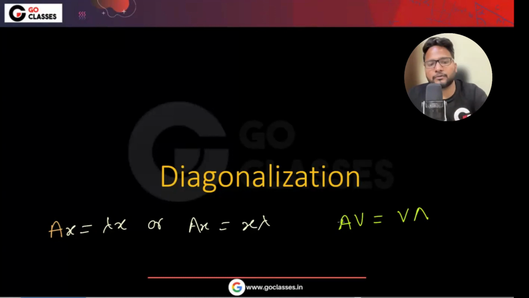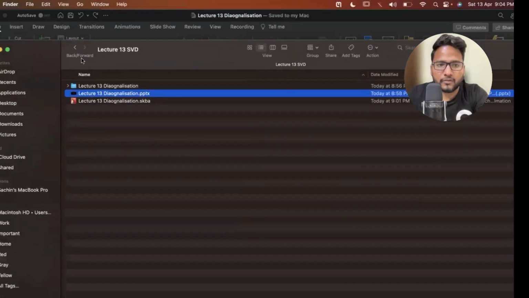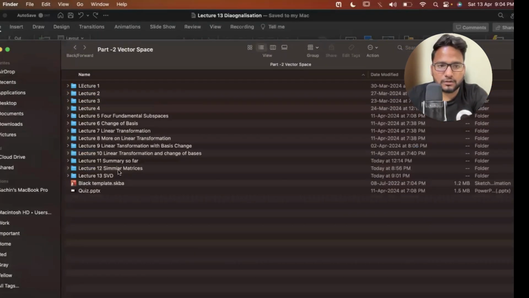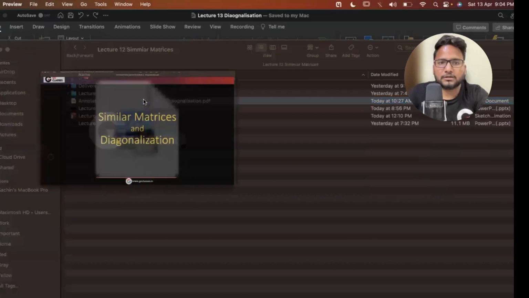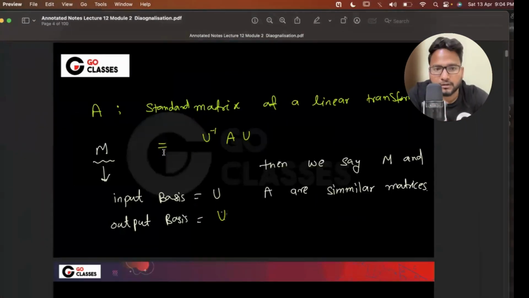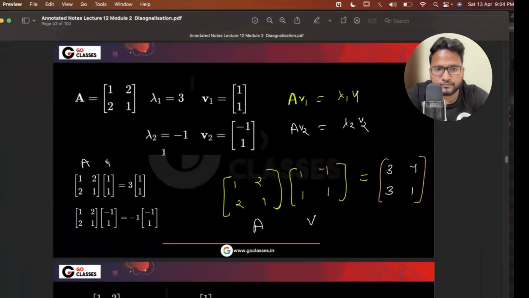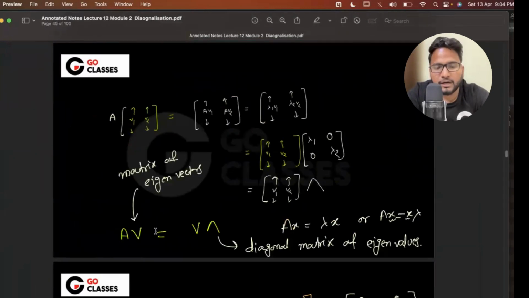Should I go back to the previous slides and tell you what we were studying? Just a second. So I think this is what we were studying. See here, AV equal to V lambda, and this is true for any matrix A.